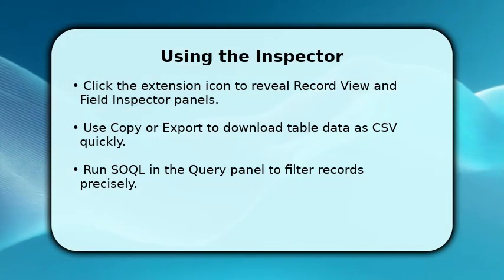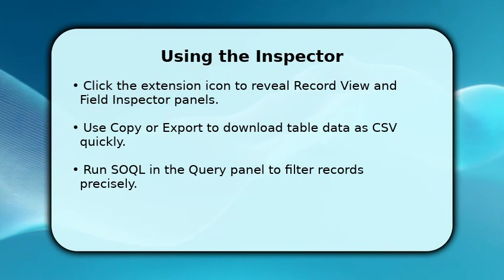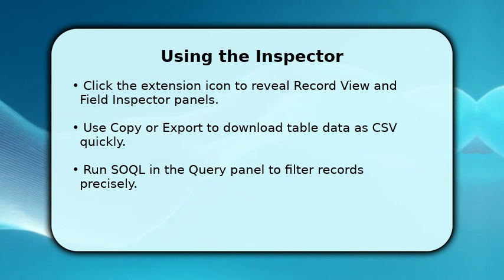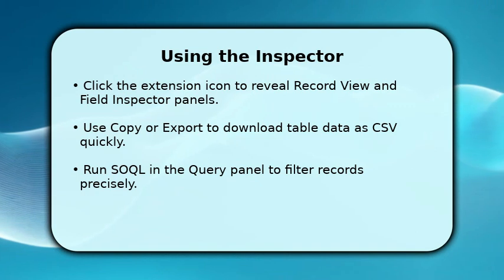Open a record page and click the inspector icon to display the record view and field inspector panels. Inspect field API names, validation rules, and picklist values with one click. Use the export button to download visible fields as CSV for offline analysis.